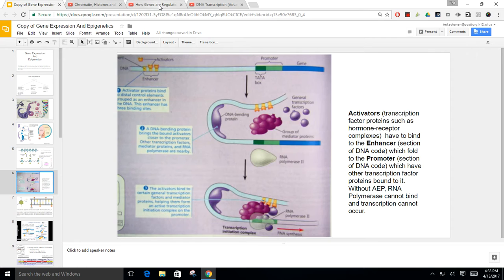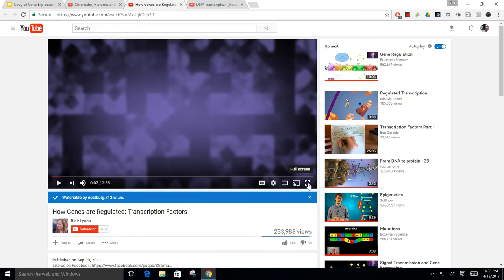So again, we're going to take a look at some videos to help understand this. We got to loosen things up, and then we have to get the transcription factors and the activators to the right locations on the DNA code before we can even begin any kind of transcription or making of the messenger RNA.